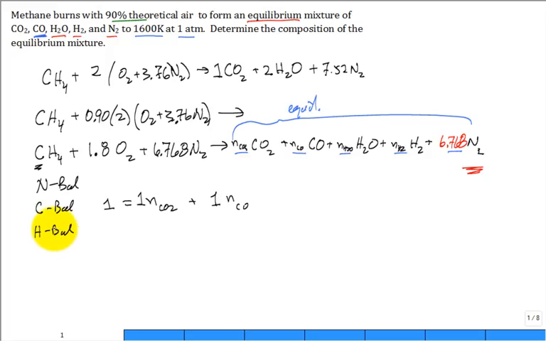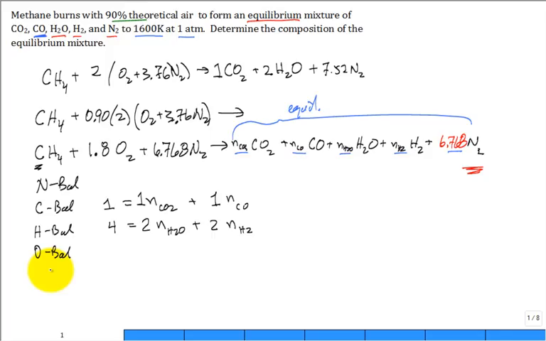Let's do the next balance, hydrogen balance. How many hydrogen coming in? 4. All right. None with the carbon dioxide, none with the carbon monoxide, but for every H2O, how many hydrogens do I have? 2. And for every H2, I'll have 2. Where are these equations coming from? Balancing the carbon, balancing the hydrogen, and now the last one is the oxygen balance.